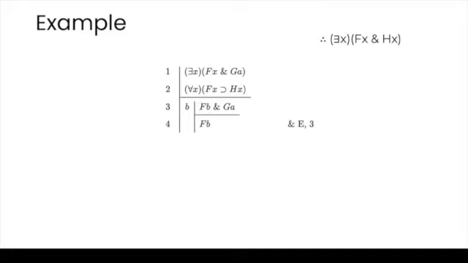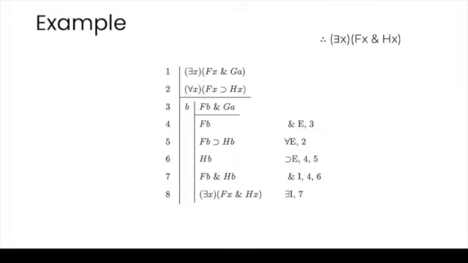So we get FB. Then we obtain if FB then GB from the universal in 2. And then we detach HB. Now we can form the conjunction. And we existentially generalize on the name B. Finally, we close our subderivation, take our conclusion to the outside, and then cite the appropriate lines.